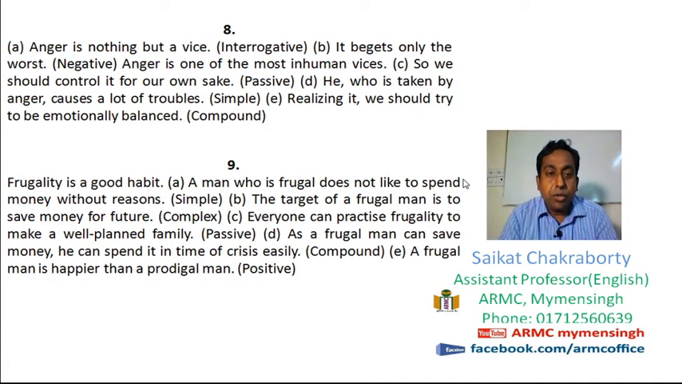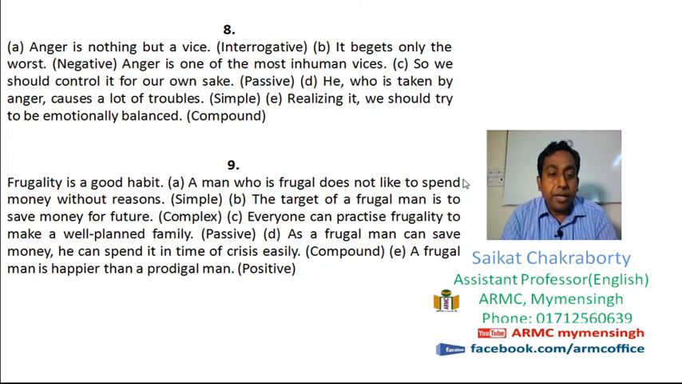Realizing it, we should try to be emotionally balanced. Compound. Then we can say, we should realize it and try to be emotionally balanced. Then come to the next number. Frugality is a good habit. A man who is frugal does not like to spend money without reasons. Make it simple. To make it simple, we can say, a frugal man doesn't like to spend money without reasons.